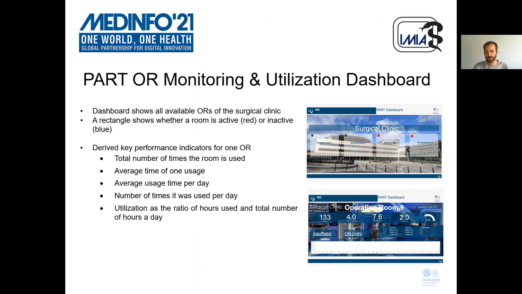On the bottom, you can see one specific operating room and the calculated numbers of those rooms. So you can have information about the total number of times such a room is used, the average time of one usage, the average usage time per day, the number of times it was used per day, and the utilization as the ratio of hours used and total number of hours a day.